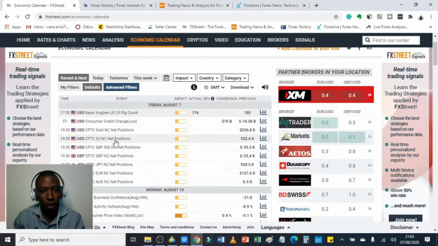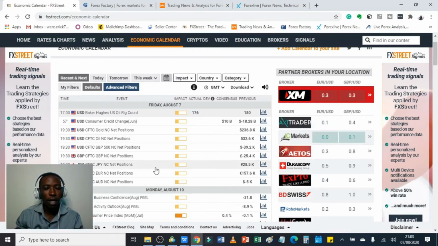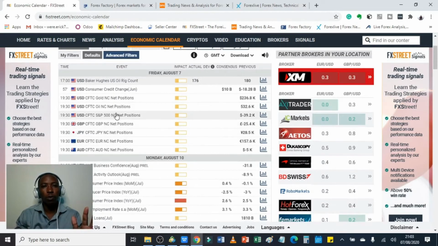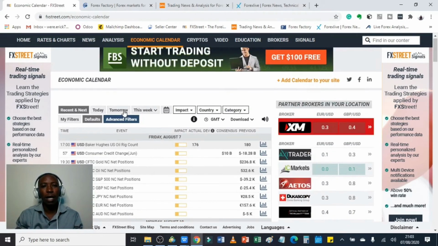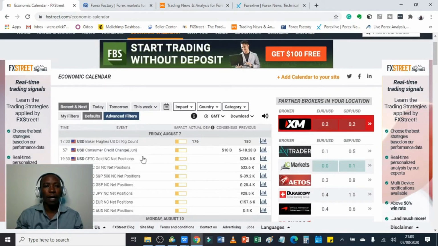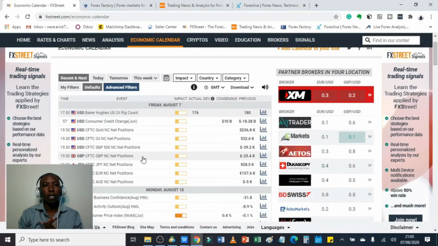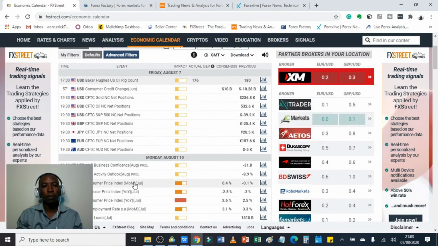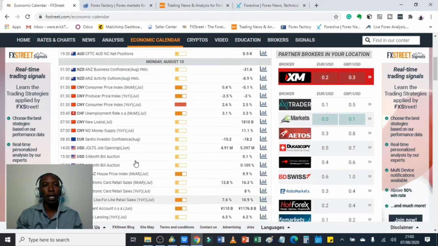So this is the economic calendar. You can see recent and next, today, tomorrow, this week, and much more. You can set a reminder in order to be reminded over here whenever any type of fundamental news is given. You can be reminded on your desktop, and you're able to trade that type of fundamental news.